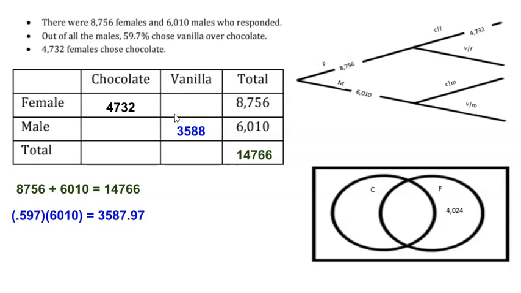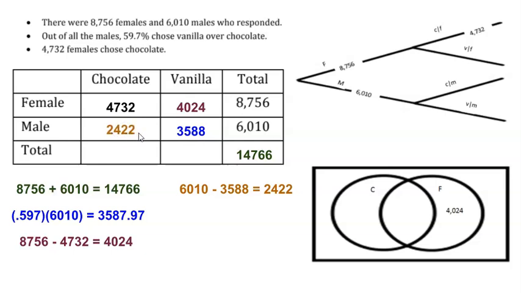Next, we can just continue to fill in our table. Let's get the number of females who chose vanilla. All we have to do is subtract 8,756 minus 4,732, and we get 4,024. Then the number of males who chose chocolate, that would be the total number of males minus the number of males who chose vanilla to get 2,422. Now we can get the total number who chose chocolate because we just need to add the number of females plus the number of males that chose chocolate, and we can get 7,154, and then we can add down to get the total number of people who chose vanilla.